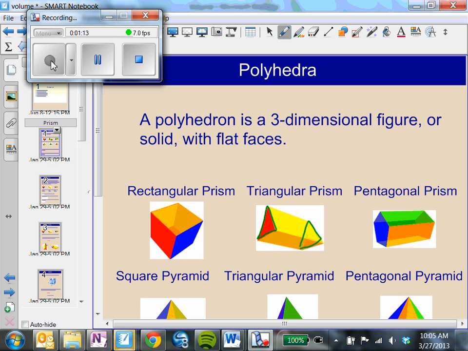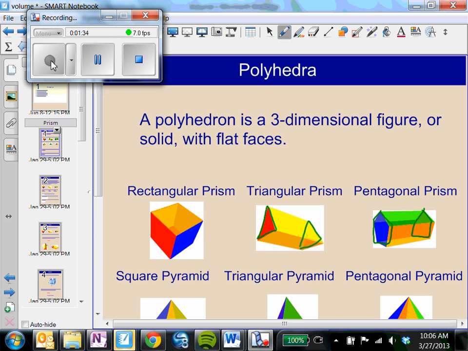Bases in a prism are parallel to each other, just like in a polygon, how bases are the opposite sides that are parallel to each other. And our prisms are named according to the shape of the base. So this is a triangular prism because the bases are triangles. Here's a pentagonal prism because the bases are pentagons.